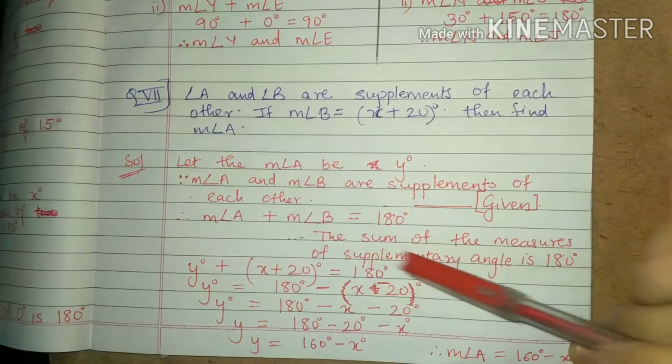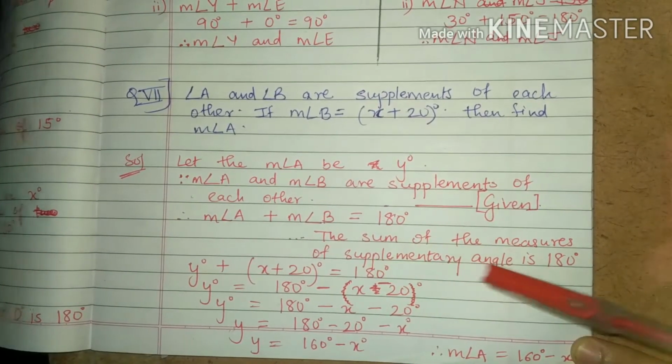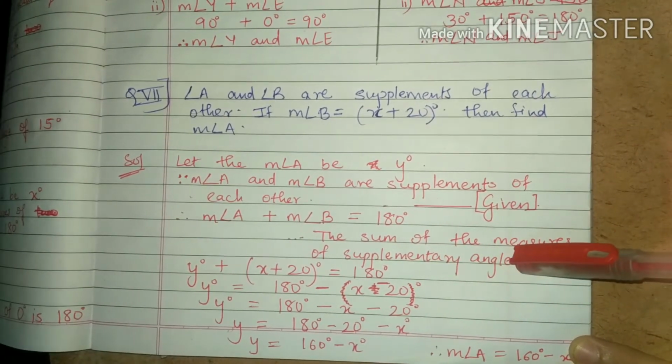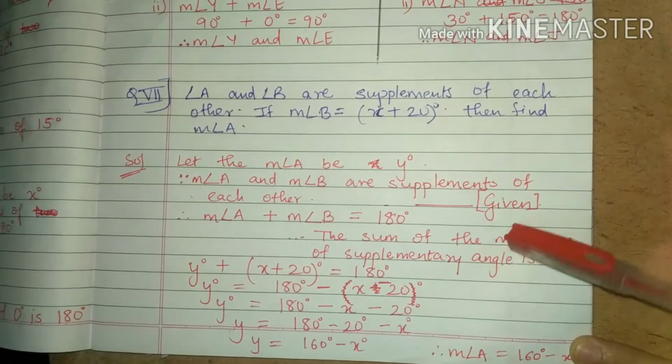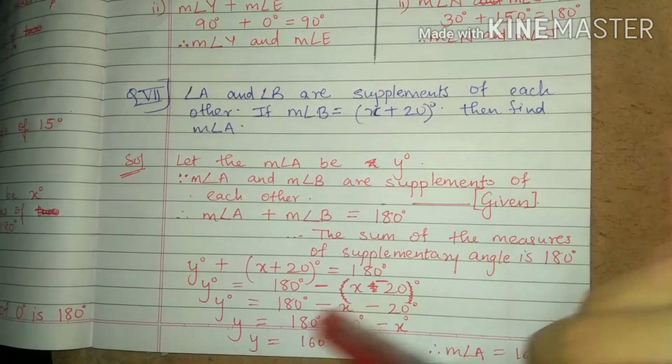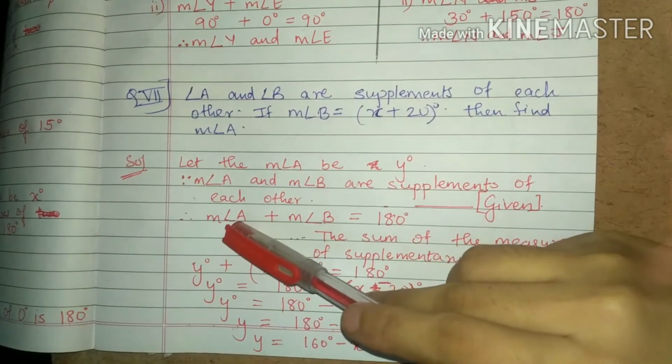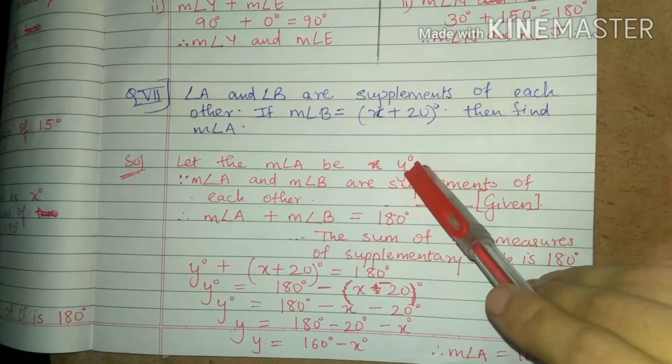The reason we are writing is: the sum of the measures of supplementary angles is 180 degrees. This reason you have to mention. This carries half marks, so you have to mention the reason. So what we do: measure angle A, what we have given as measure angle A, we are writing as y.